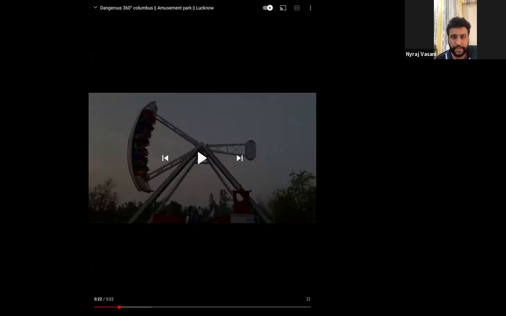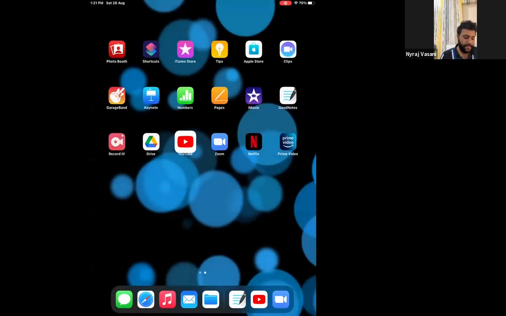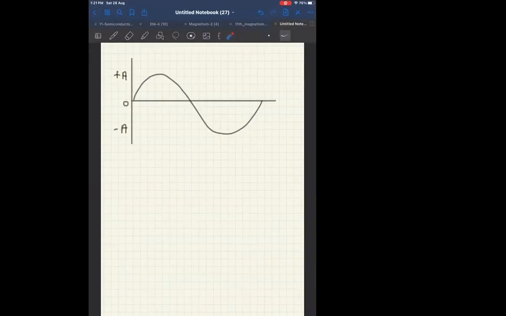Okay, you understood. Later in the video, the ride breaks and everyone falls down. That you don't have to see. We just have to see simple oscillatory motion. Okay. Just kidding, right? Nobody falls down.